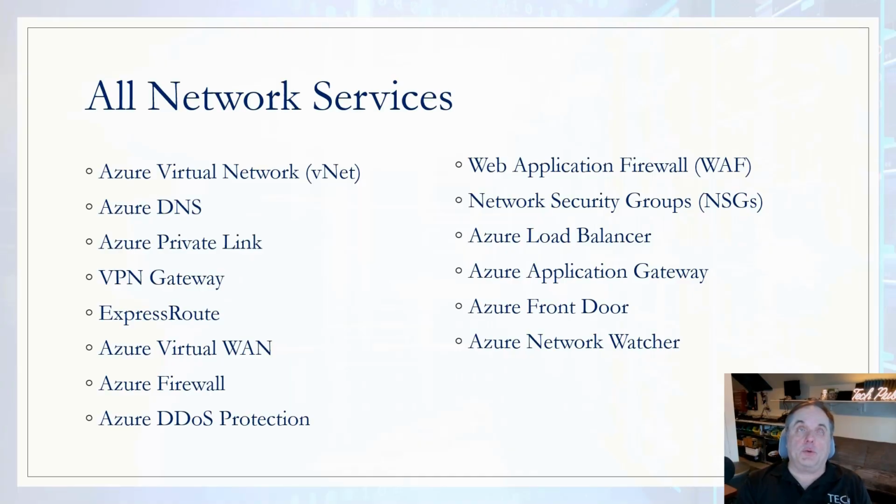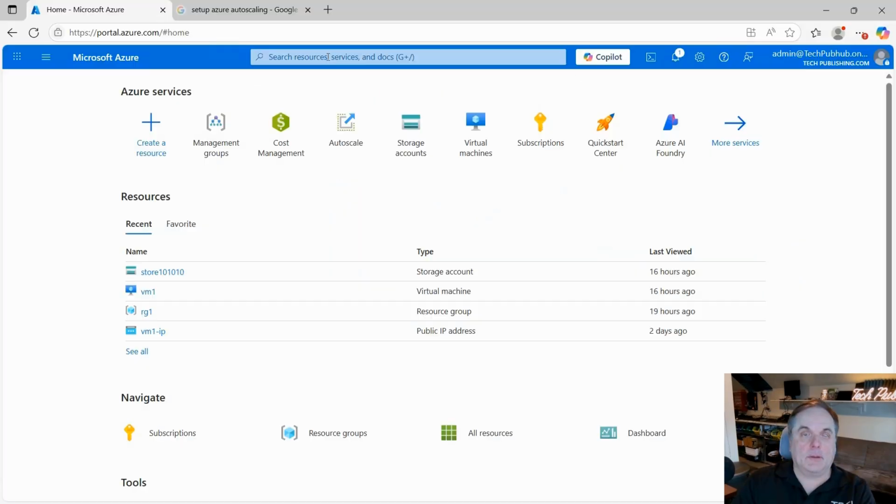This provides tools to monitor, diagnose, and view metrics for Azure network resources. And finally, there's Azure Virtual Network Manager. This is a service for centralizing and automating network management, deployment, and policy configuration. Virtual Network Manager works with other network services to make sure that you have the best management for all these different services in one location.